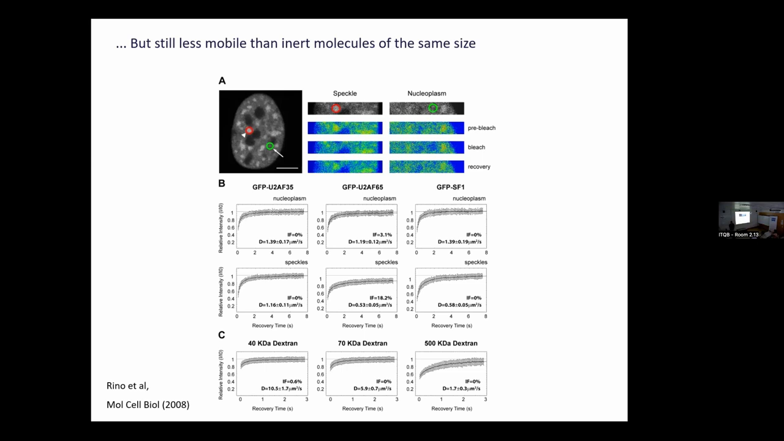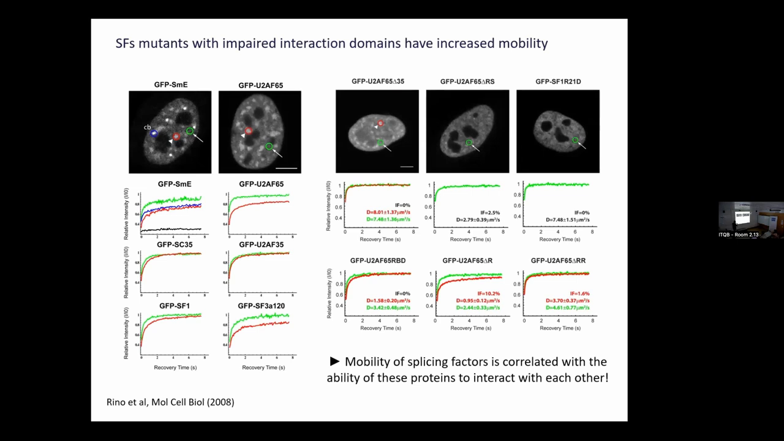We then started changing the sequence of these splicing factors, introducing mutations, and we could see that by abolishing the domains that allow them to interact with each other to form the spliceosome, we would make them diffuse faster. For instance, this SF1 splicing factor, just a single point mutation that abolished its ability to interact with U2AF65. That's what they do in the spliceosome. We now have a diffusion coefficient very similar to the one from the dextran, from the exogenous molecule. So if you don't allow them to bind to each other, they move as freely as free molecules.